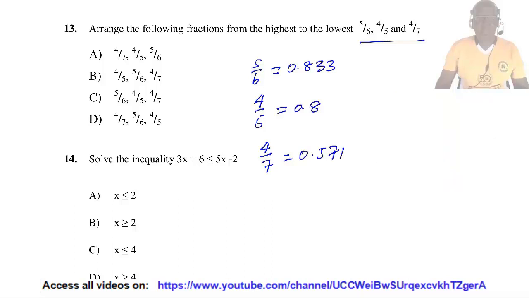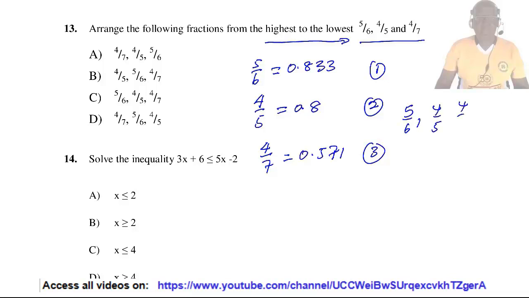We are to arrange from the highest to the lowest. The highest is 1, followed by 2, followed by 3. So the order is 5 over 6, followed by 4 over 5, followed by 4 over 7, and that is C.